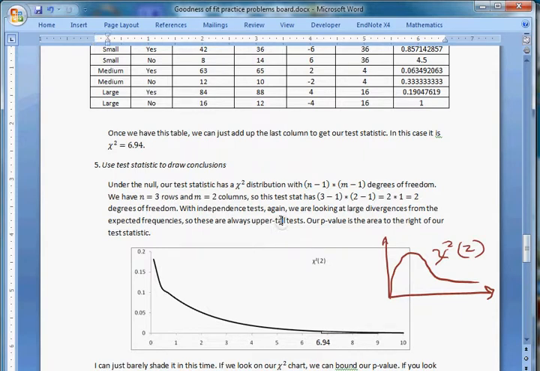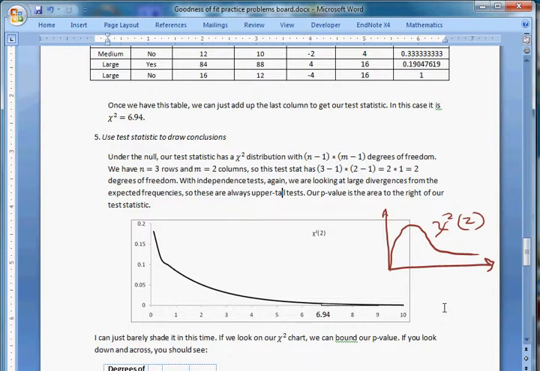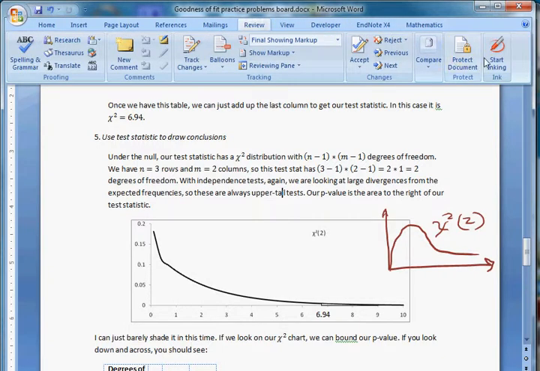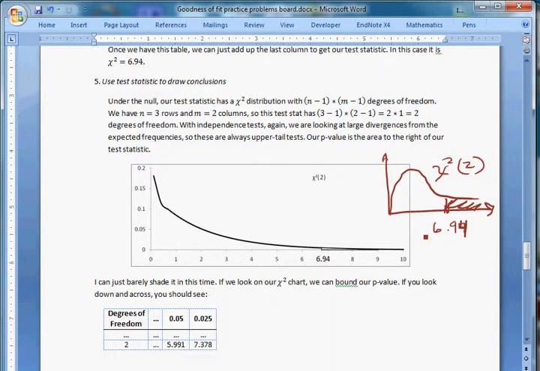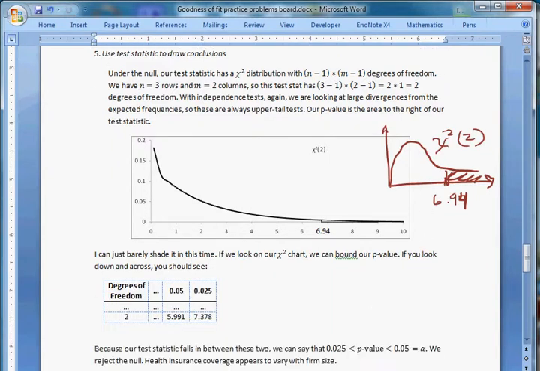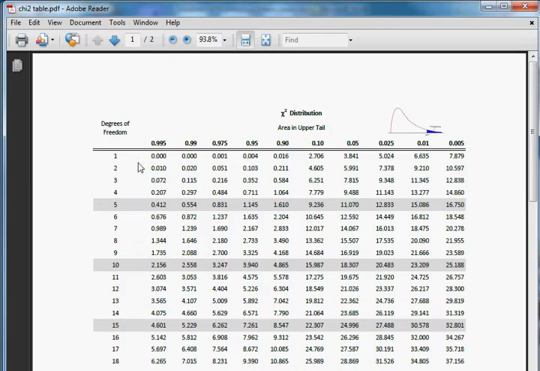We do have our test statistic, so you would want to put that here. And because this is a goodness of fit test, it's always going to be an upper tail test. So what do we have in the upper tail? Well, on the chi-squared chart, we have 2 degrees of freedom. We go all the way across. 6.94 was our test statistic, and it's going to fall somewhere between 5.991 and 7.378. It means our area in the upper tail is going to be greater than 2.5% and less than 5%.